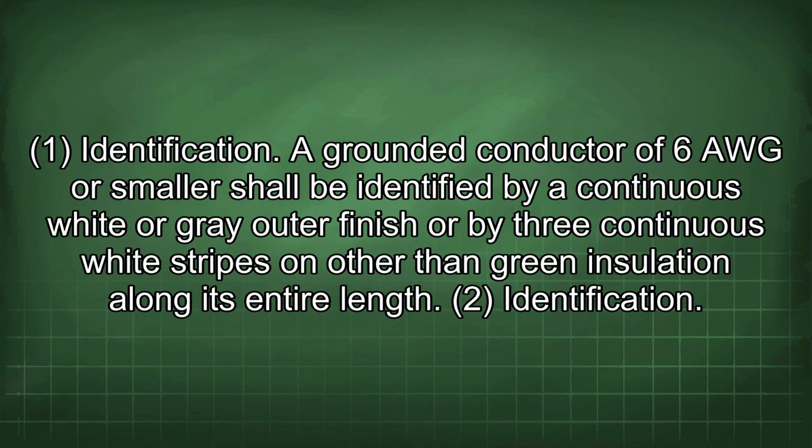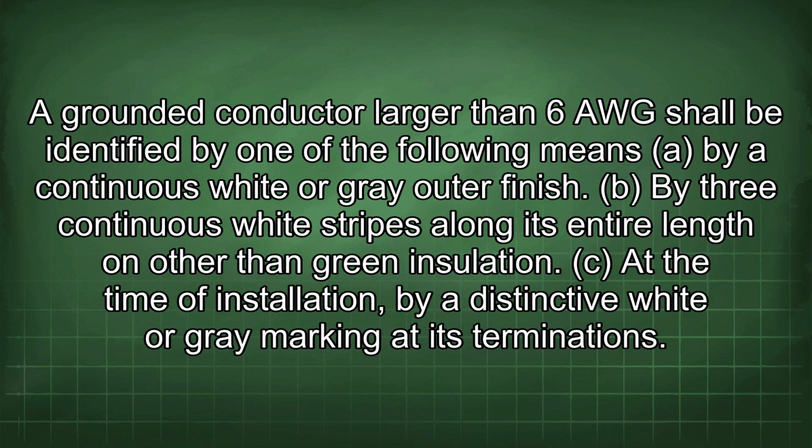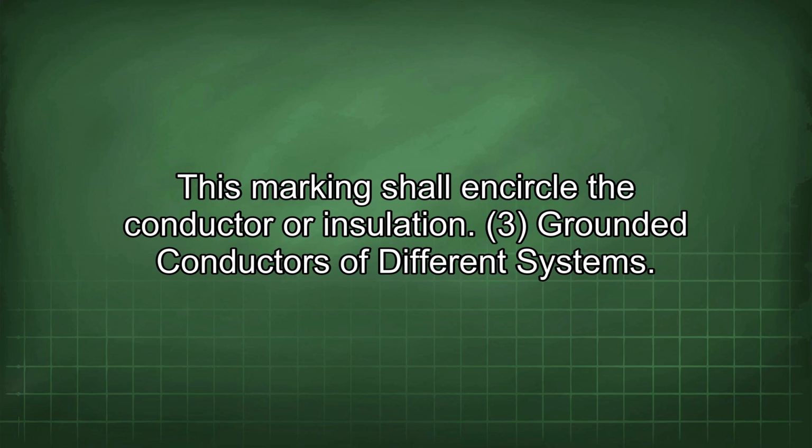1. Identification. A grounded conductor of 6 AWG or smaller shall be identified by a continuous white or grey outer finish or by 3 continuous white stripes on other than green insulation along its entire length. 2. Identification. A grounded conductor larger than 6 AWG shall be identified by one of the following means: A, by a continuous white or grey outer finish; B, by 3 continuous white stripes along its entire length on other than green insulation; C, at the time of installation by a distinctive white or grey marking at its terminations. This marking shall encircle the conductor or insulation.